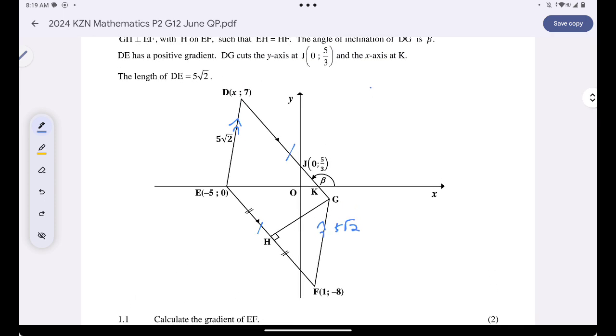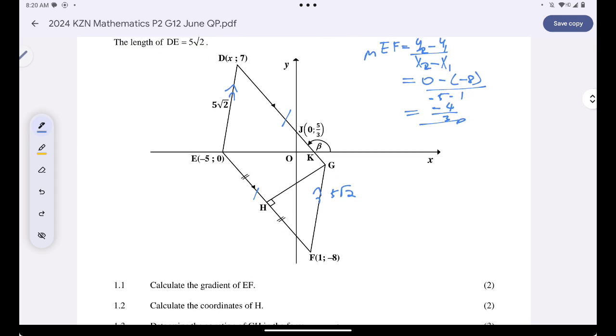Since I have 2 points on line EF, I can just find the gradient: y2 minus y1 over x2 minus x1. This is 0 minus negative 8, over negative 1 minus 5, and then I'll get negative 4 over 3 altogether. And then I'm asked to find the coordinates of H.